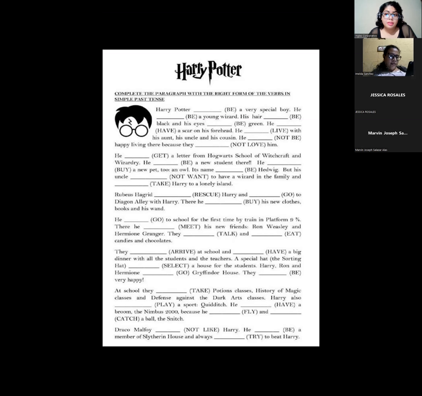But his uncle, I think this is the same, it's negative. In this case, remember that you are using the auxiliary. Didn't. He didn't want. He didn't want to find a wizard in the family and take Harry to a lonely island. Next.